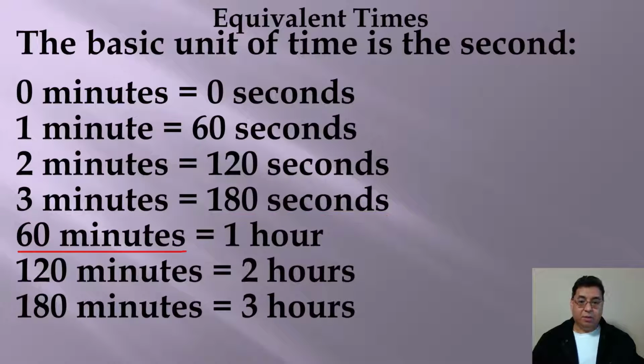60 minutes equals 1 hour. 120 minutes equals 2 hours. And 180 minutes equals 3 hours. So these are just some examples of equivalent times here.